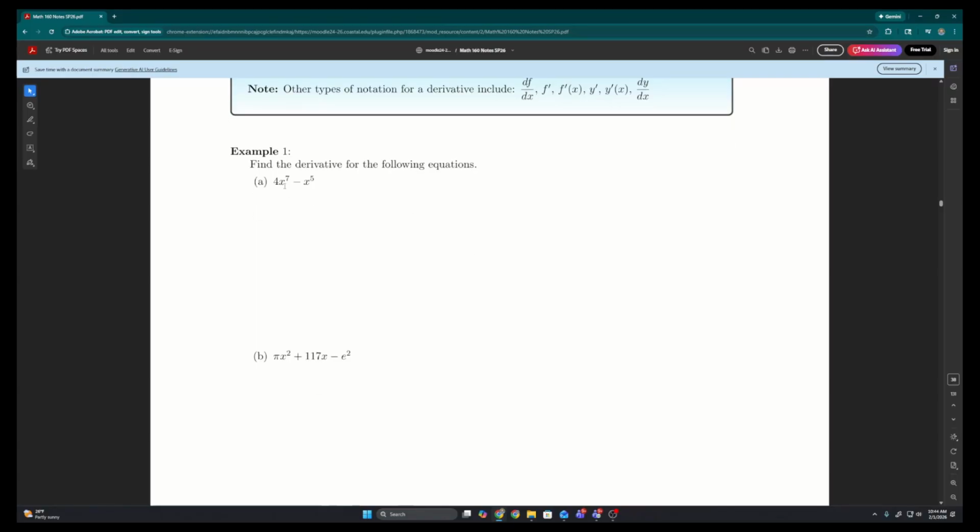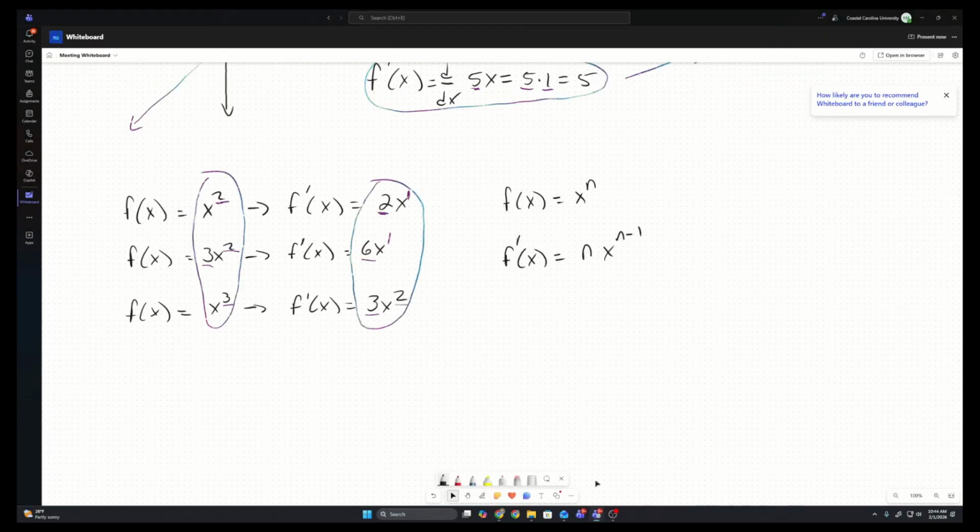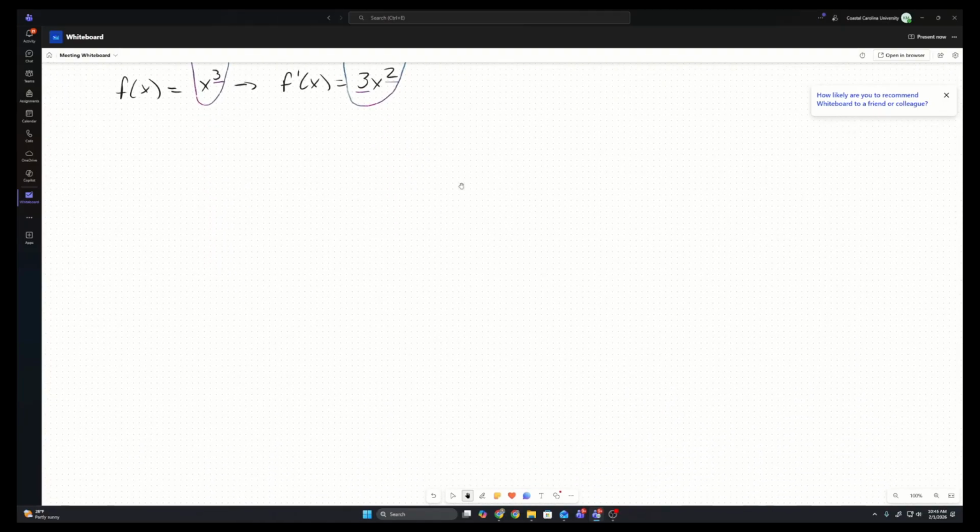Part A is really simple. It's 4x to the 7th power minus x to the 5th. Now for all these parts, we're just asked to find a derivative. So we're asking to find d over dx or f prime or whatever you want to use as your notation technically. Okay, so let's go ahead and take a crack at it.